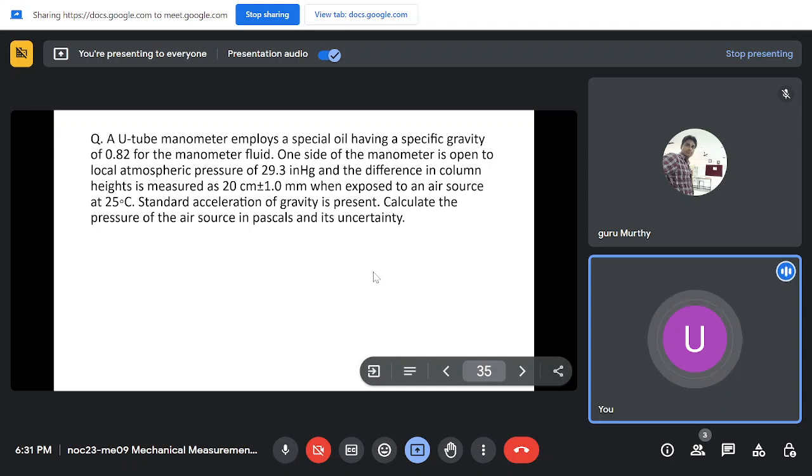29.3 inch mercury, and the difference in column height is measured as 20 centimeter plus or minus 1 millimeter when exposed to an air source at 25 degrees Celsius. So the difference in column is 20 centimeter plus or minus 1 millimeter, and it is exposed to air source at temperature of 25 degrees Celsius. The standard acceleration of gravity is present, and calculate the pressure of the air source in Pascal and its uncertainty. So we need to calculate the pressure and the uncertainty of the pressure.